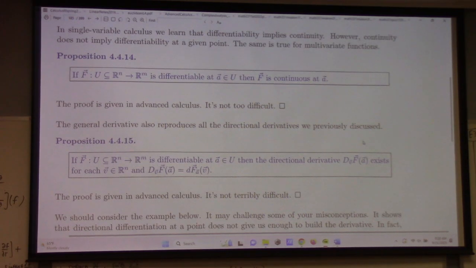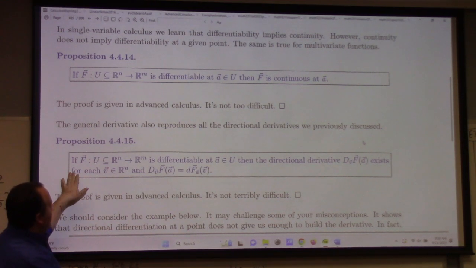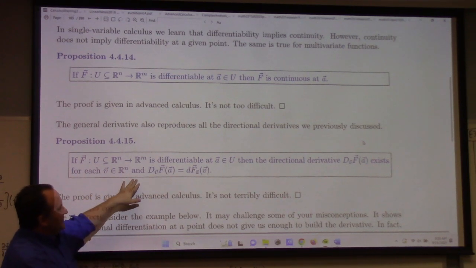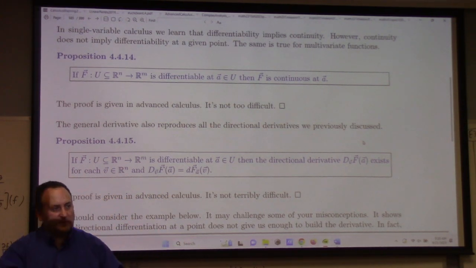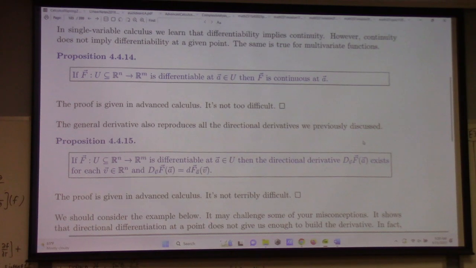Here's a theorem. If you have a function that's differentiable from Rn to Rm, guess what? It's continuous. So differentiable implies continuous for the general derivative. If the function's differentiable, then all of the directional derivatives exist. So if you know that the function's big derivative exists, then all of the little directional derivatives exist.